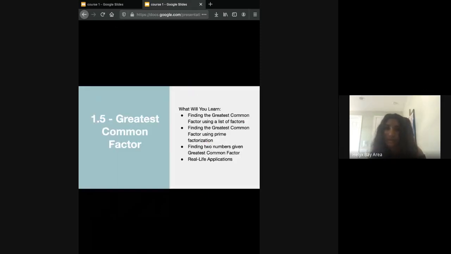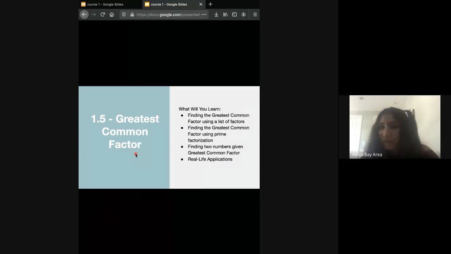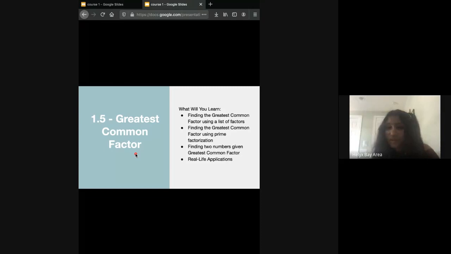So now we're on to our second to last section of our first chapter here, which is the greatest common factor. What we'll learn here is finding the greatest common factor using a list of factors, which is kind of what we talked about in our previous section. Finding the greatest common factor using prime factorization. Finding 2 numbers given the greatest common factor, and of course, our real life applications.